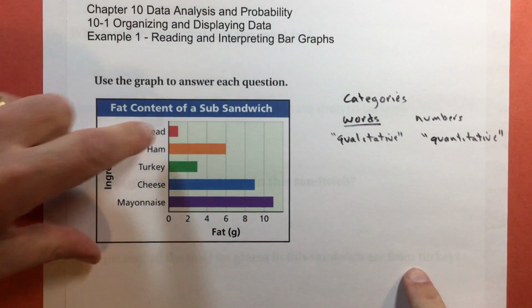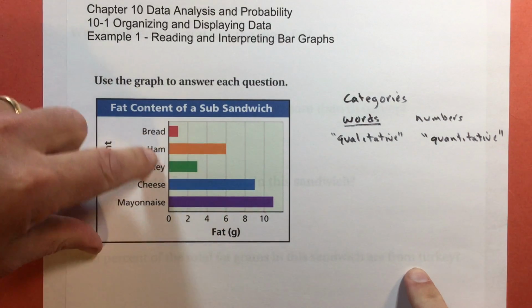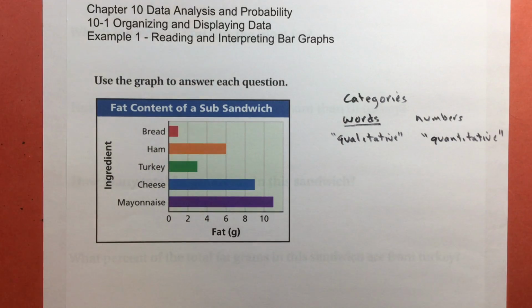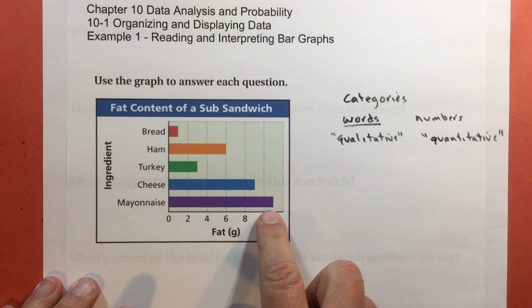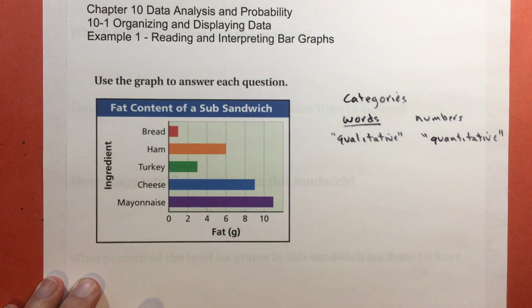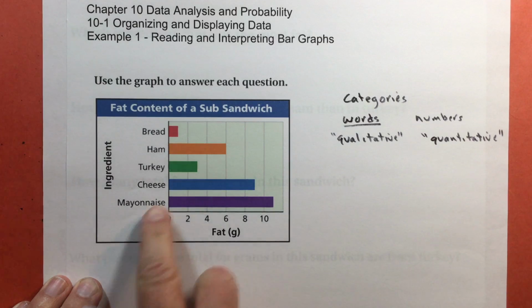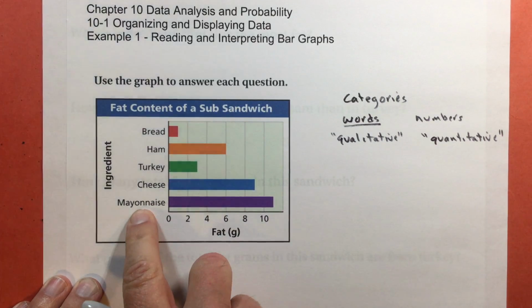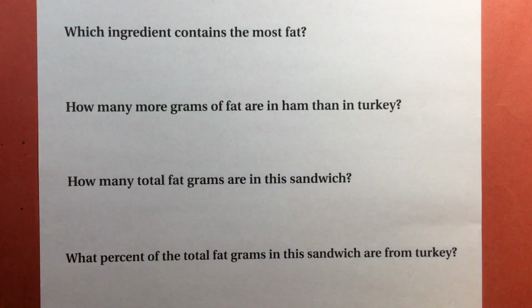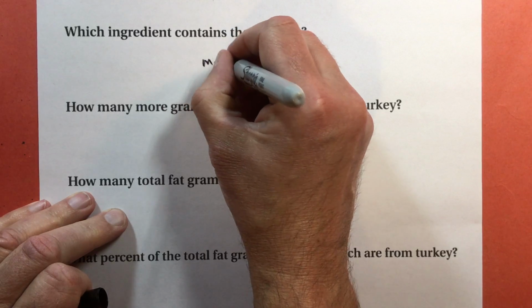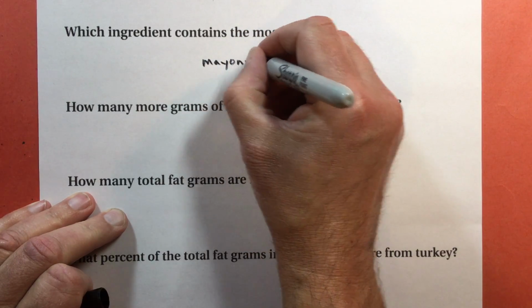Instead of me going, okay, bread is 1, ham is 6, turkey looks like it's about 3, and then figuring out which of those numbers is the biggest number, all I do, because it's a picture, is look and say, where is the biggest bar? And these, we call it a bar graph. These lines, we call them bars, all right? They're rectangles, I get that. The biggest rectangle, the biggest bar, is mayonnaise, which has apparently 11 grams of fat. So to answer my question, mayonnaise.